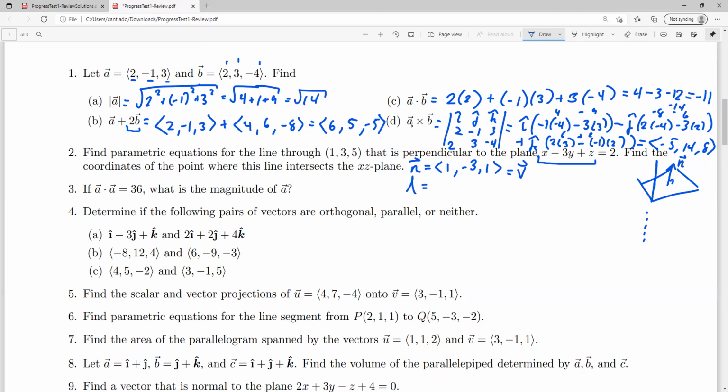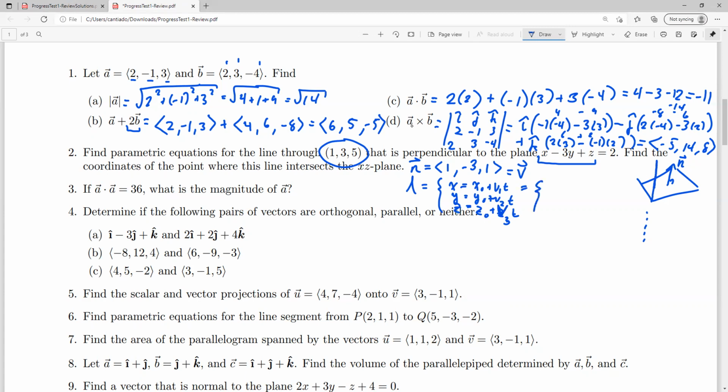L is equal to, so if you remember your parametric form, it's x is equal to x naught plus v1t, y is equal to y naught plus v2t, and z is equal to z naught plus v3t. x naught, y naught, z naught, that's just any point on the line. So that's what this will be. And for v1, v2, v3, oh, sorry, this is supposed to be v. That's just the components of your direction vector, right?